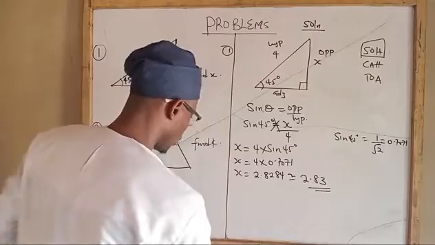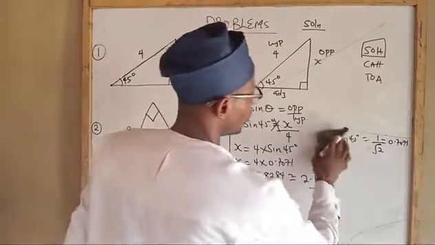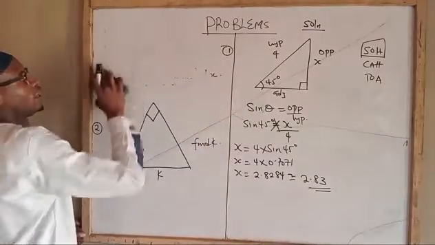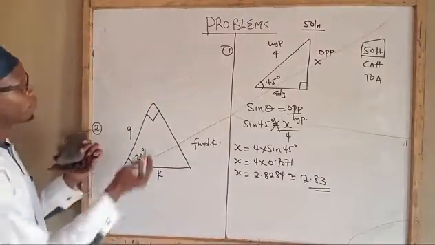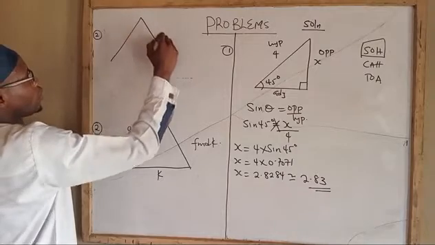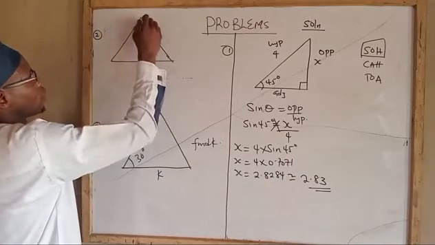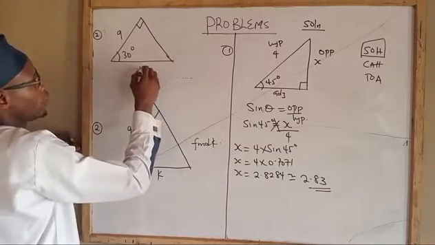Now, let us solve the second question. Let me use this side, then I clean after that. So let me just transfer this diagram up here. This is at right angle, the side is 9, and this angle is 30, and we have to find k.